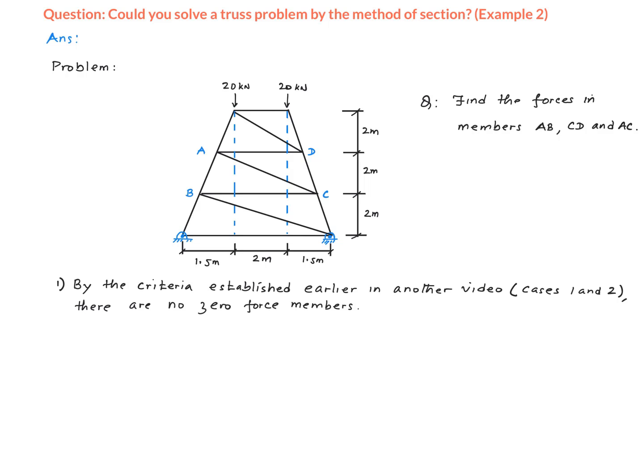Our first step is to examine the truss and see if there are any zero force members. By the criteria that we have established earlier in another video, there doesn't seem to be a zero force member on this truss. However, keep in mind that those criteria do not cover all possibilities. In fact, when we are done with it, we're going to find that the force on one of the three members that we are interested in is zero.